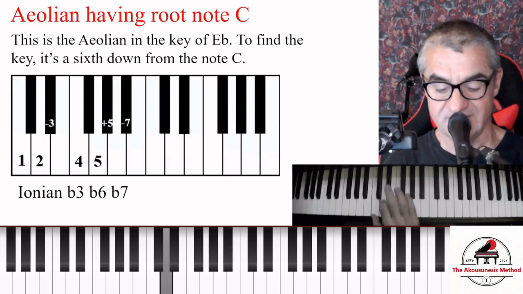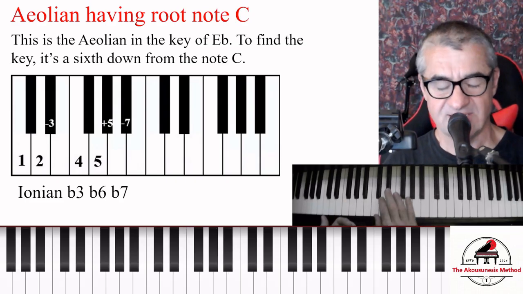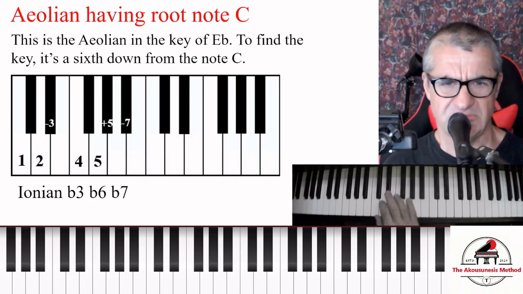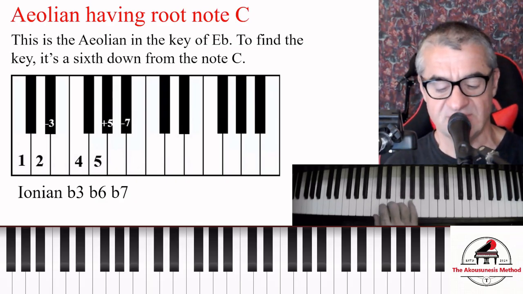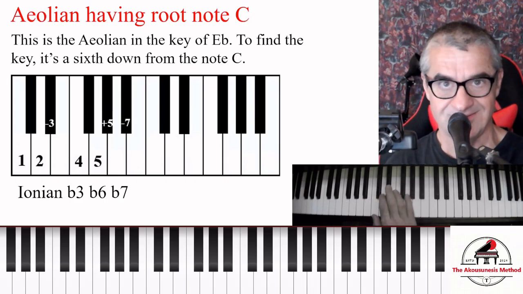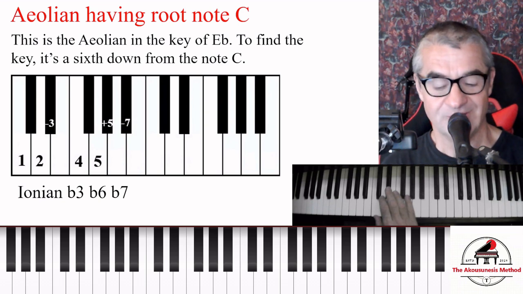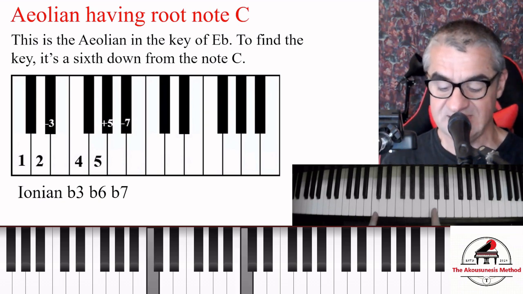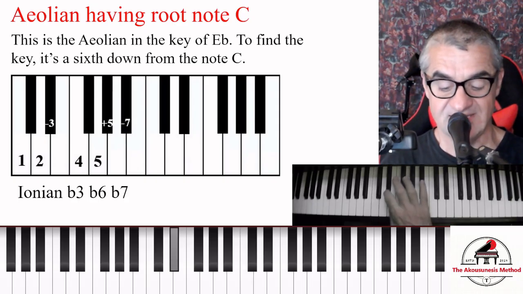really easy to play, right? Because I'm focusing on the key. I'm not focusing on what's the formula for Aeolian. What's the interval formula? It's a minus third. I'm not actually focusing on that formula. I know my Ionian, and all I'm doing is going from C to C. I know it's in the key. What key is it in? It's the key of E flat.